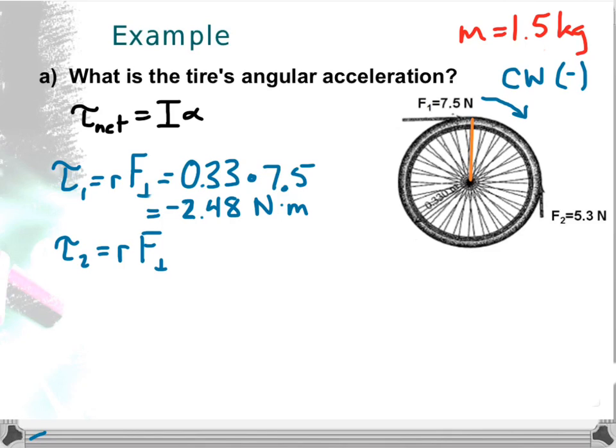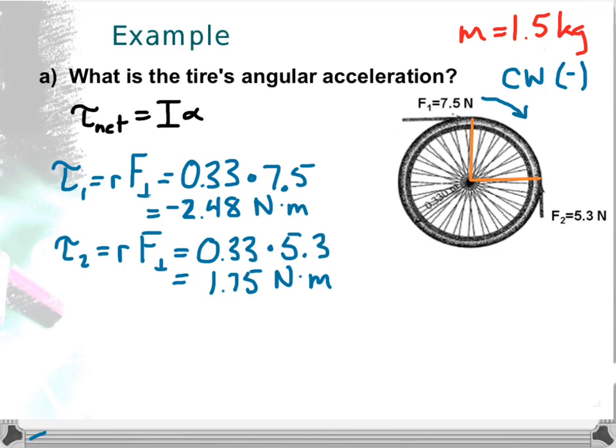Again, it's equal to the radius where it's being applied times the perpendicular force. And if I drew a radius from the pivot over to where that force is being applied, those two would also form a 90-degree angle. That's a 90-degree angle, so I don't need to actually use the whole sine theta bit. So I'm just going to take 0.33 and multiply that times 5.3. And when I evaluate that, I get 1.75 Newton meters.